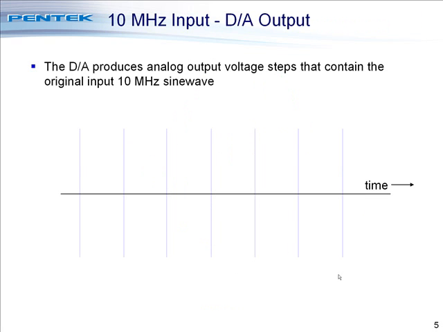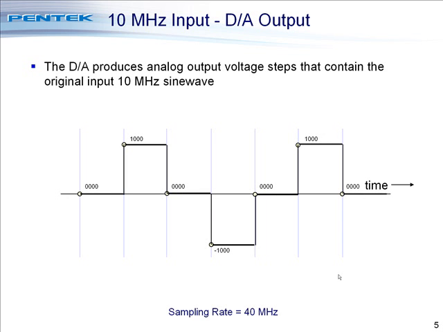Let's take a look at the D to A converter operation. The D to A converter produces an analog output voltage in steps that are represented by the value of the digital inputs. So in this case, for a sampling rate of 40 megahertz, we see the samples that were created by the A to D converter being delivered as DC voltage outputs from the output of the D to A converter. In fact, the analog signal contains the original 10 megahertz sine wave that was originally sampled.